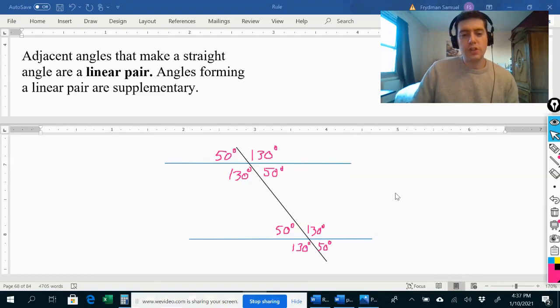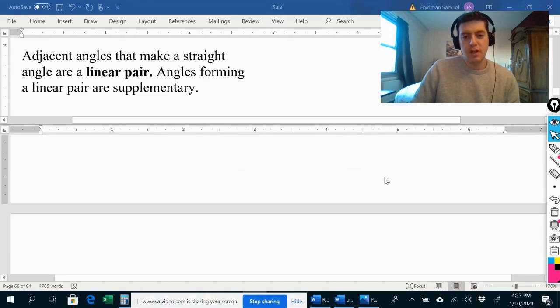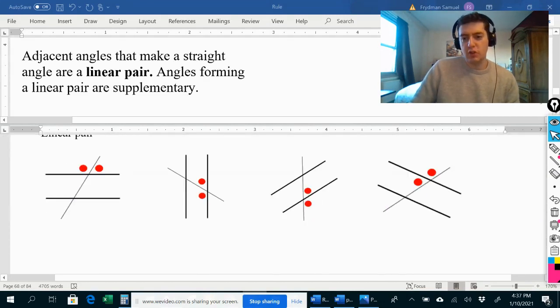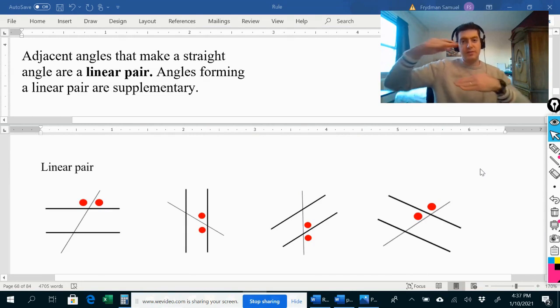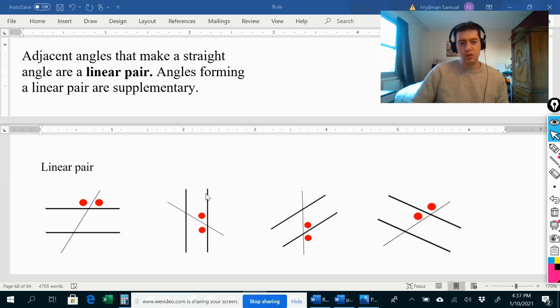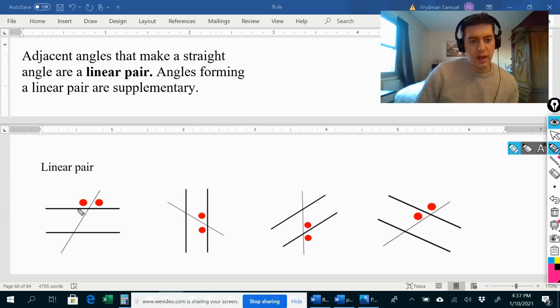Now I also want to show you some examples of linear pairs where the parallel lines have been drawn differently, because parallel lines don't have to be horizontal, right? Here I have the parallel lines drawn vertically, here I have the parallel lines drawn diagonally, and here I also have the parallel lines drawn diagonally. And I put dots for the angles instead of drawing a line like this. But in any case, these two would be linear pairs. Okay, these two would be linear pairs.